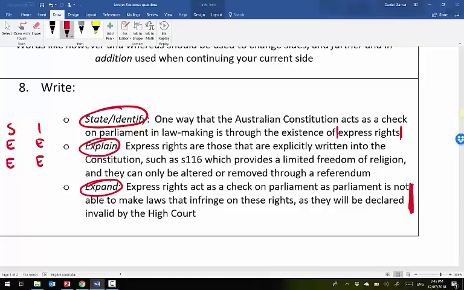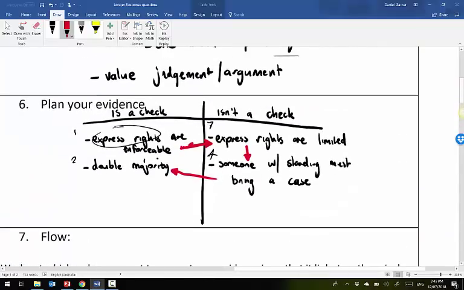There is really, really explicitly stated why express rights are a check. Okay, I've said express rights are a check. This is what express rights are, and this is how. And that's the really, really big thing we're answering with our expand part: how is it a check? How is it a strength? How is it a weakness? Do that for each of your 4 pieces here.